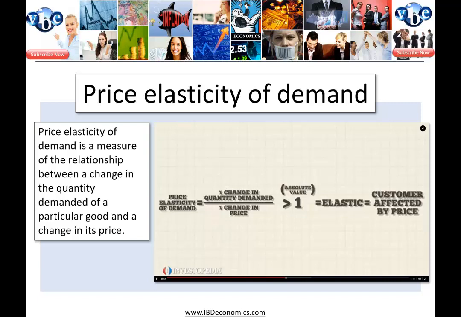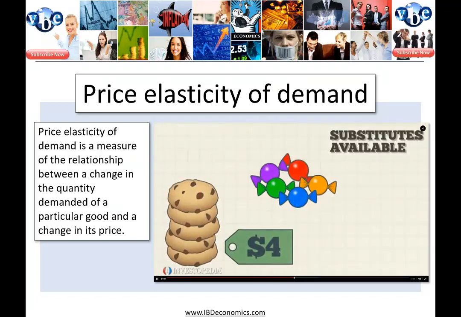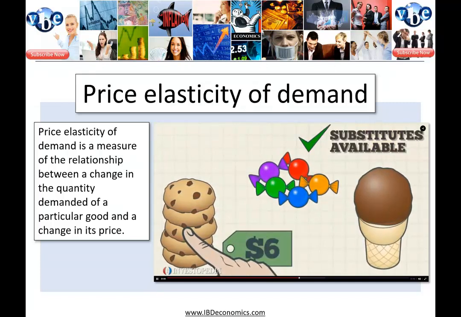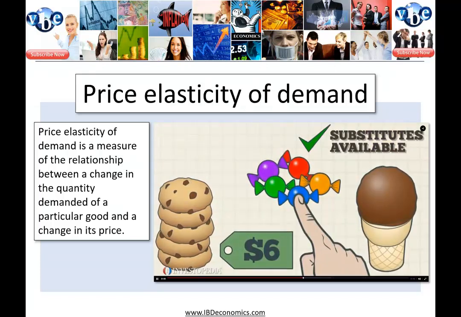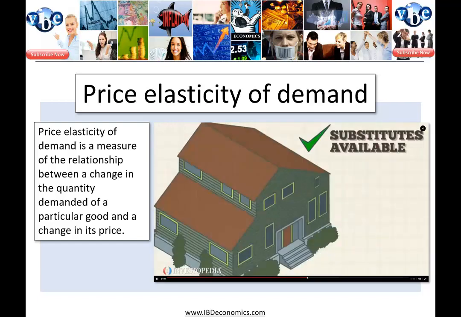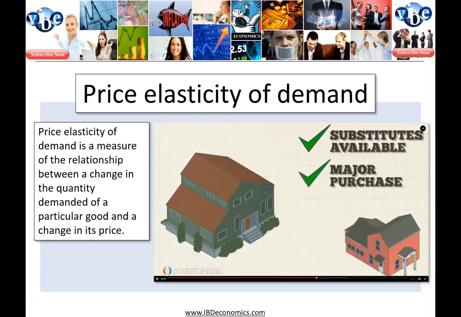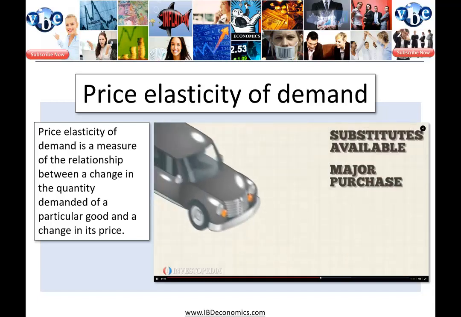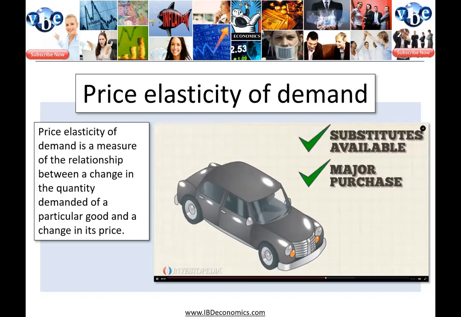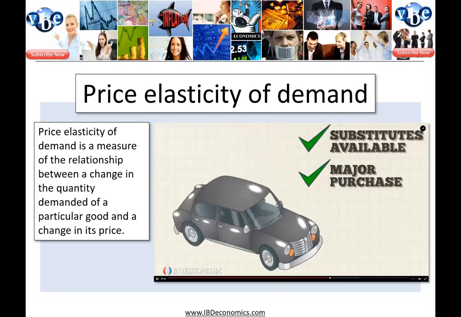Several factors can affect the price elasticity of products. For example, if substitute goods are readily available, the customer will immediately curtail purchases when the price rises. And if the good represents a major part of the buyer's total spending, he or she will be more likely to shop based on price. A new car fits into both of these categories and therefore represents elastic demand.